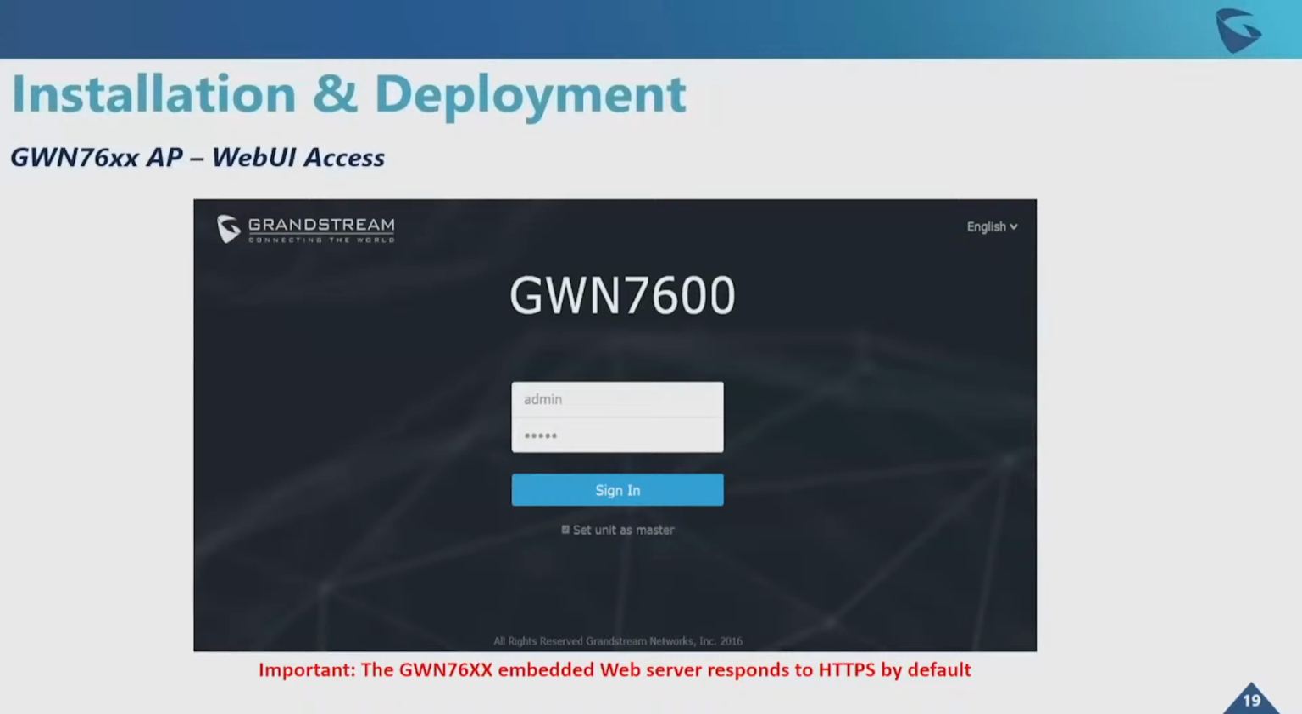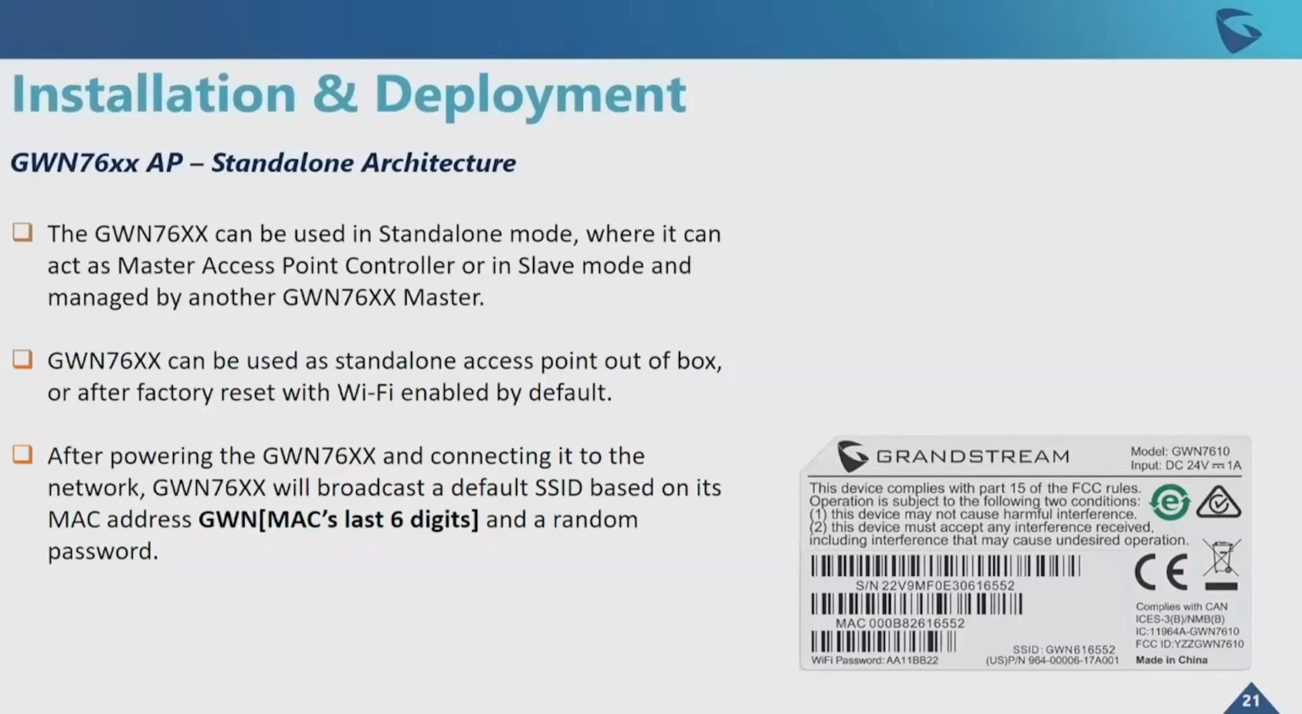If you look on the back label of the access point, you will see, of course, the Grandstream label there, the FCC label. On the bottom left-hand corner, there is a Wi-Fi password. That's the default Wi-Fi password for the default wireless network that's listed on the middle, on the bottom there. You see it says SSID. Basically, the format of the default SSID is the letters GWN followed by the last 6 digits of the MAC address. And whenever you factory reset your access point, it'll default back to this SSID and default password.